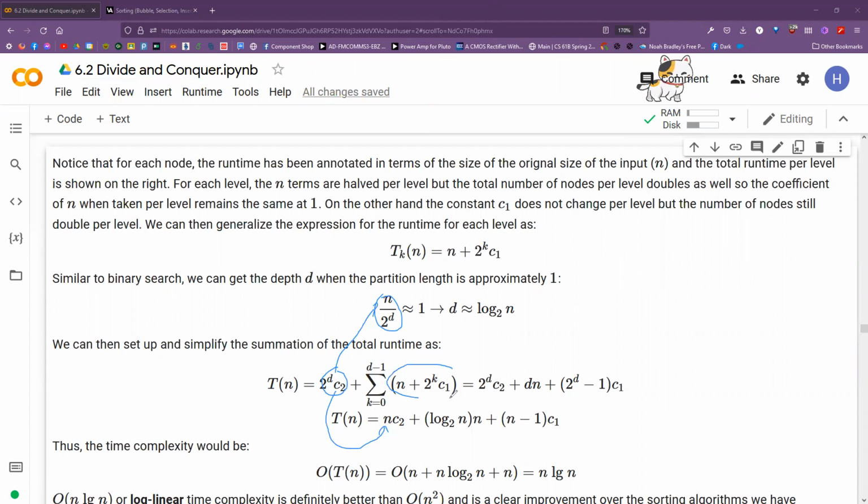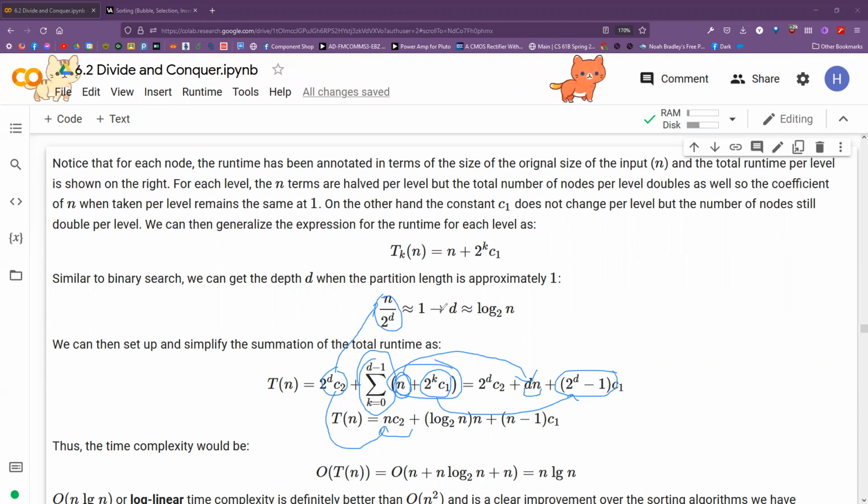And then our summation over here, pwede siya split into two parts, yung linear or yung n term. Multiply lang natin siya sa total number of addends dun sa summation. So we get d times n. And then itong 2 to the k na term is actually simplifies to 2 to the d minus 1. So simplification ng summation. So we have yung 2 to the d maging nc2. And then we have d times n.